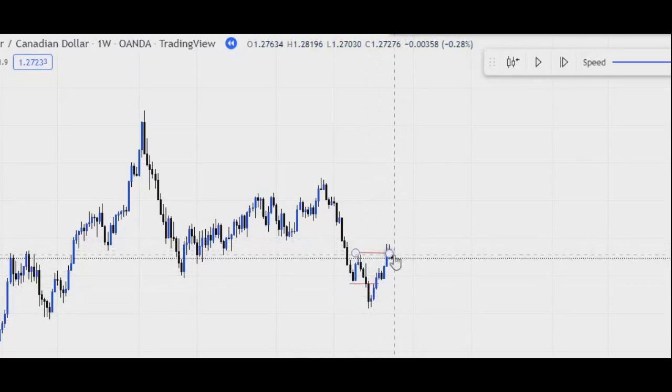What does that indicate to you? It indicates a bullish intention. Remember, we were in a downtrend before. Price pushed up to break the last lower high there. Let's play price forward and see what happens.